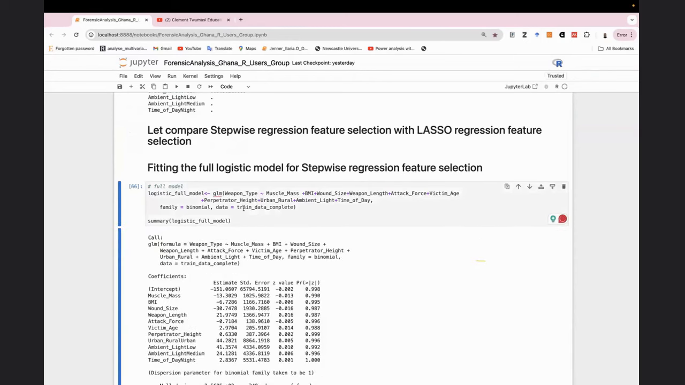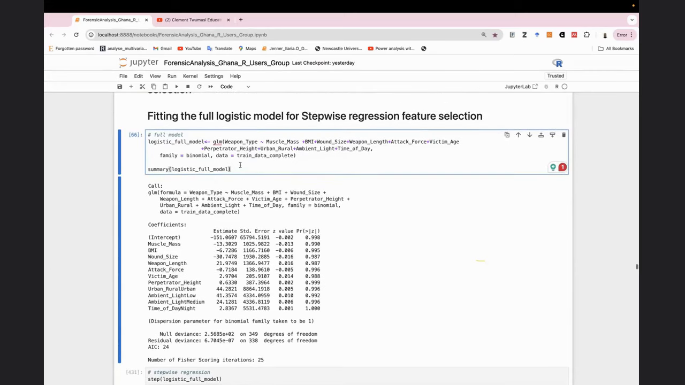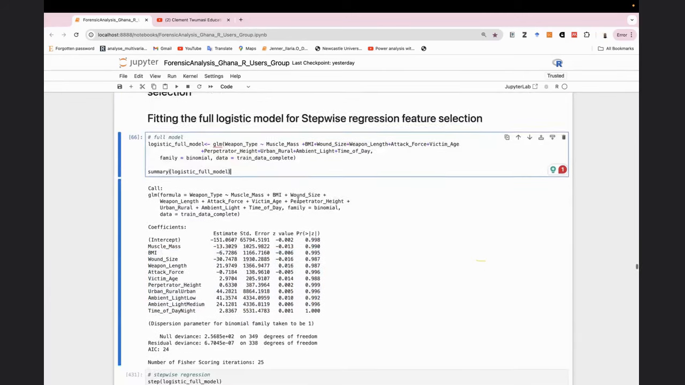You notice that there's also something called stepwise regression. Stepwise regression helps you to choose the best subset of variables you should use after you fit a model. But to do stepwise regression, you have to consider all the predictors. And once you fit the model, you notice that it didn't identify any significant predictor. All the p-values are greater than 0.05. So there are no significant predictors based on the full model.